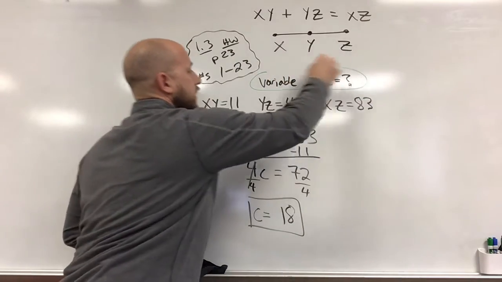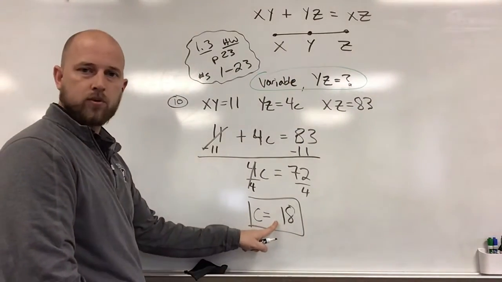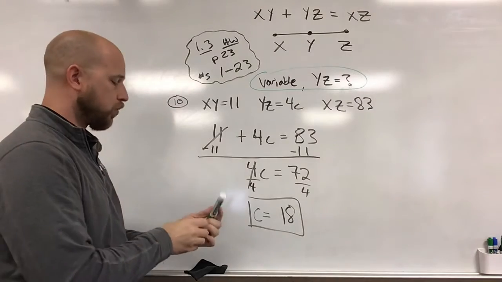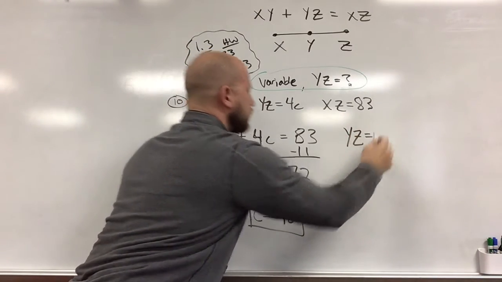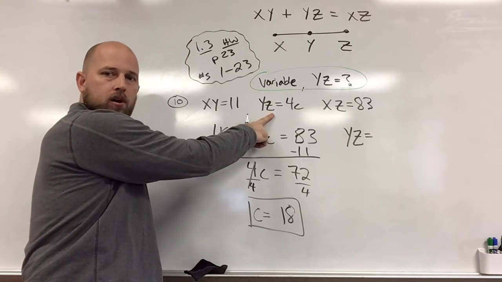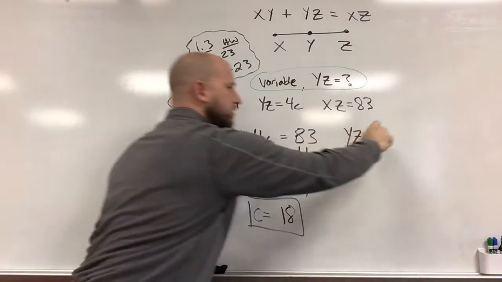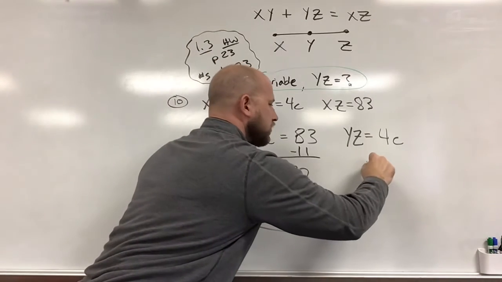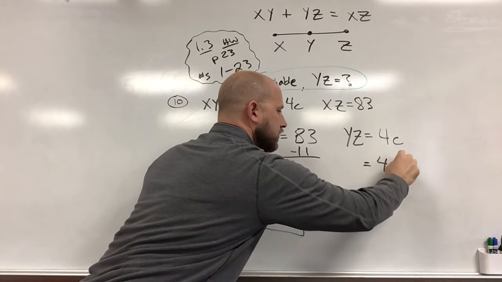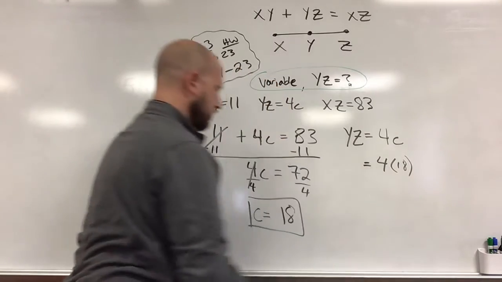Instructions say, find the variable and yz. Well, we just found the variable, so let's find out what yz is. To find yz, we have to write down, what does yz equal? Look at the part on the problem. Yz equals 4c. What is c? C is 18. So we need to say 4 times 18.